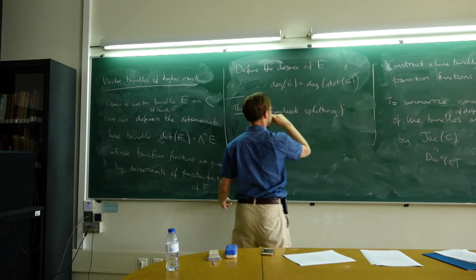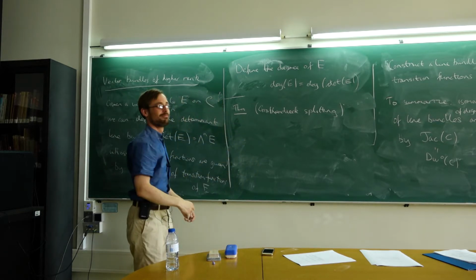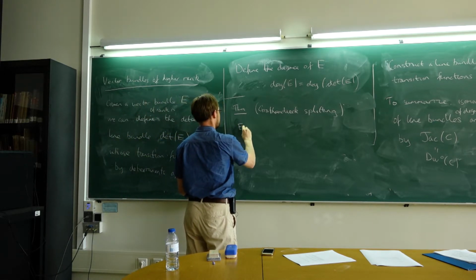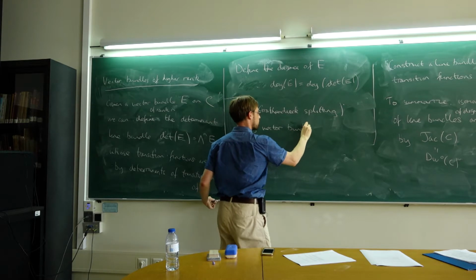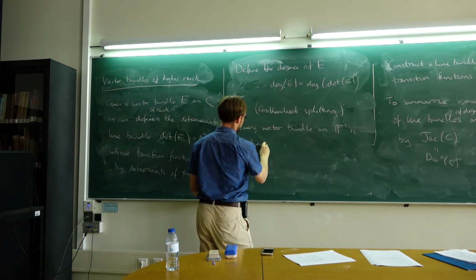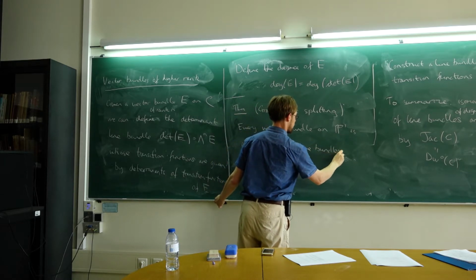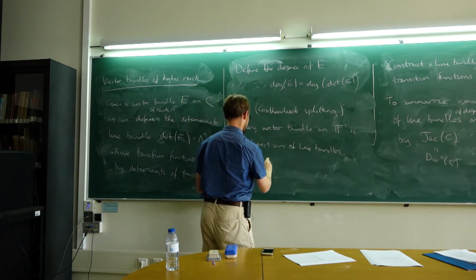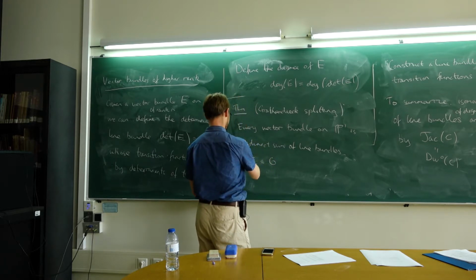This is attributed to early work of Grothendieck, I guess. He did it for projective space of arbitrary dimensions, not just the projective line. So every vector bundle on P1 is a direct sum of line bundles. So symbolically, one can write, is isomorphic to, I guess.